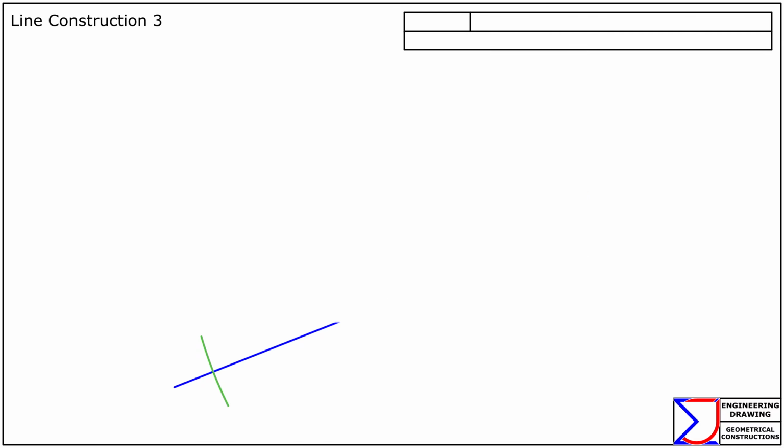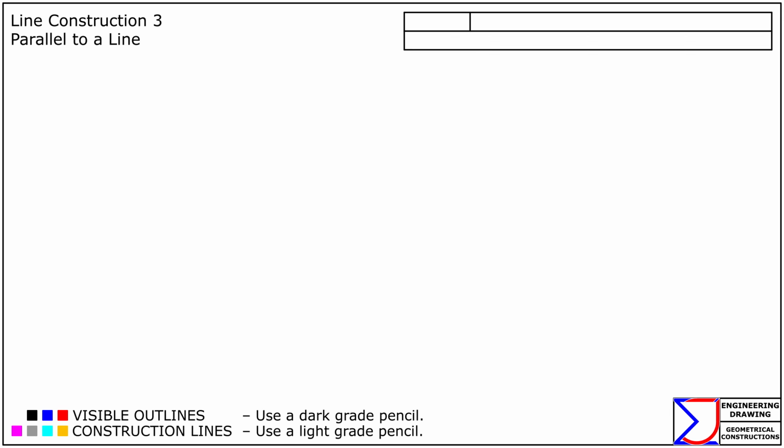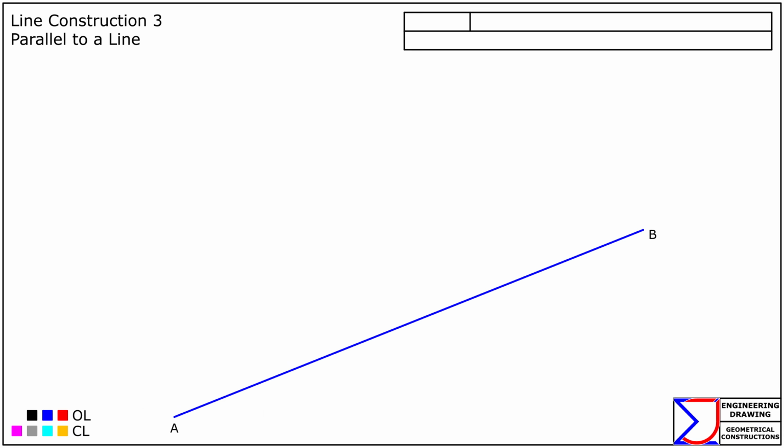Line construction 3. Next, let's construct a line parallel to a given line through a specific point. Suppose AB is the given line, and P is the point through which the parallel is to be drawn.